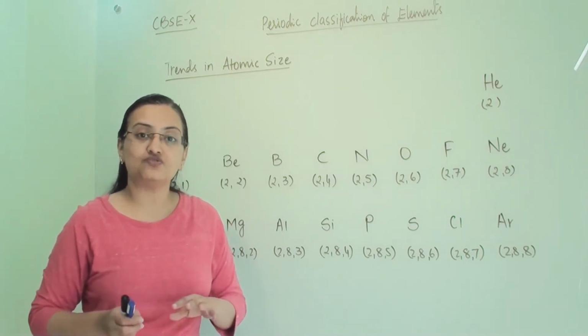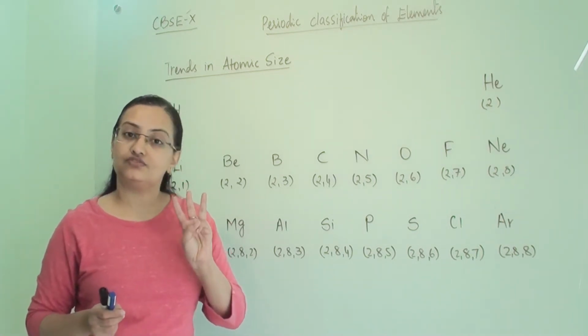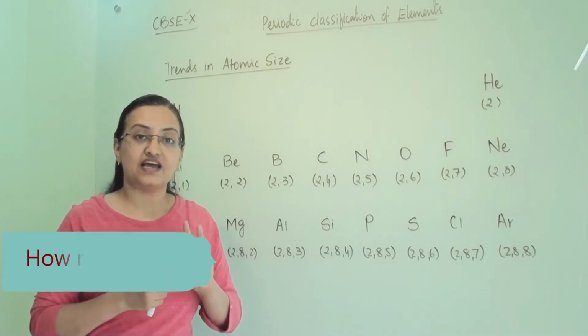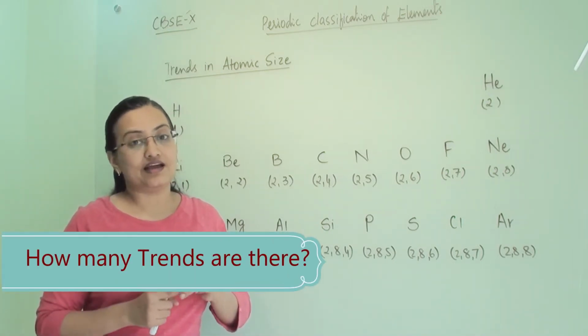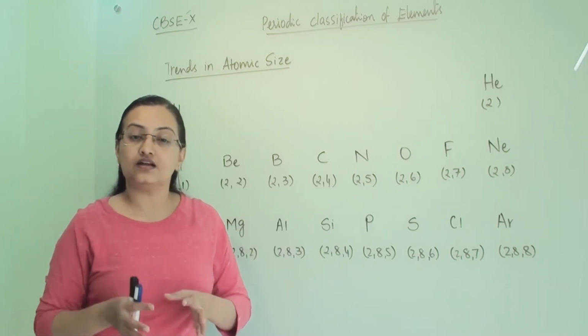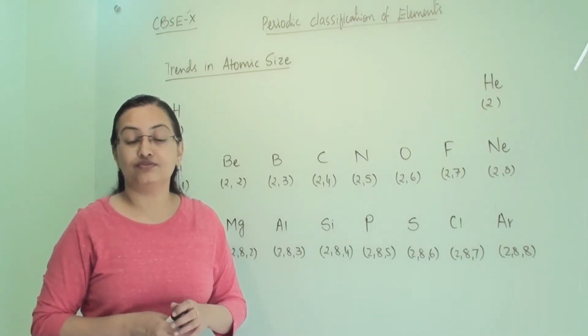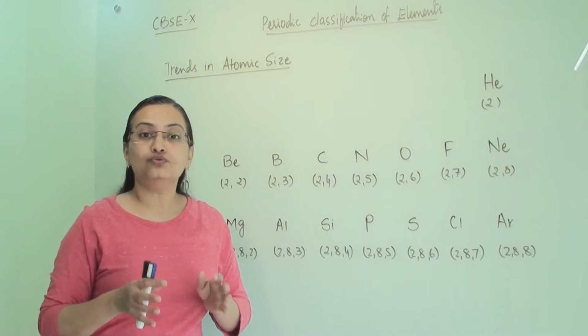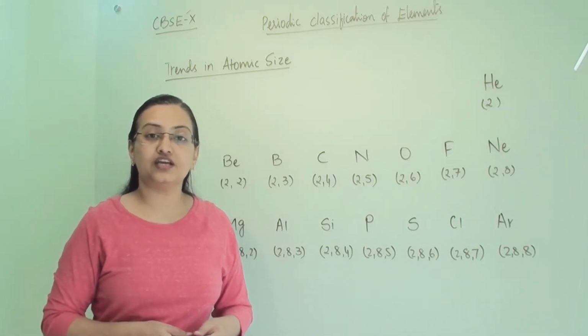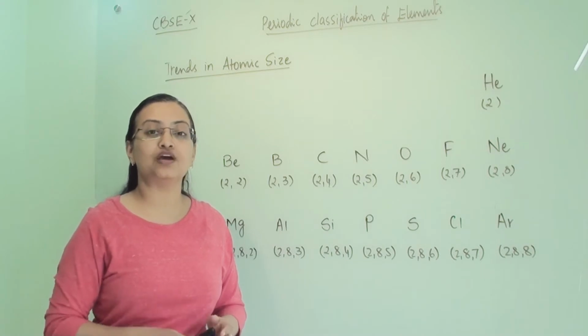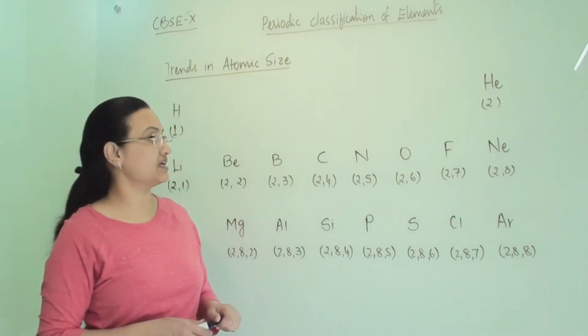So in trends we are going to mainly study 3 trends. First is atomic size, then valency, then metallic and non-metallic character, and under metallic and non-metallic character we will also study the losing of electron. All these trends we are going to study in coming videos. Today we are going to discuss atomic size.